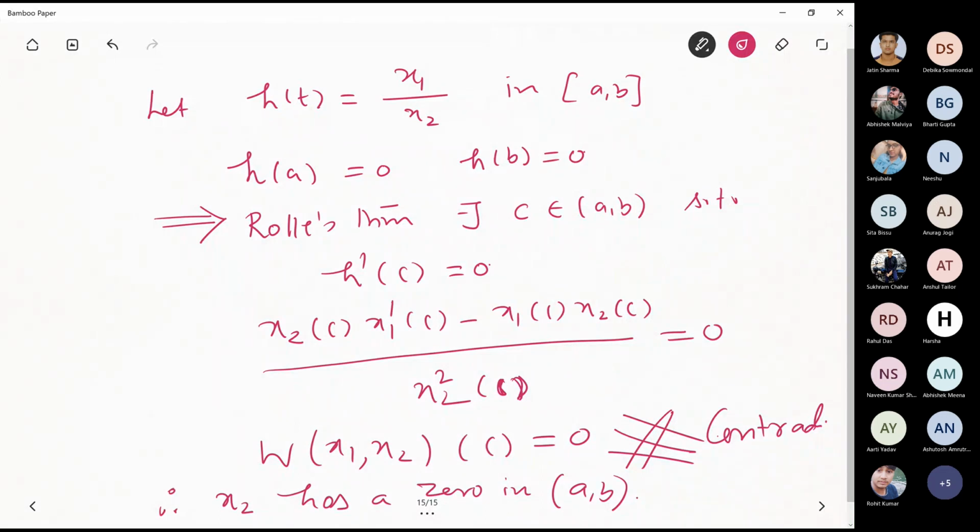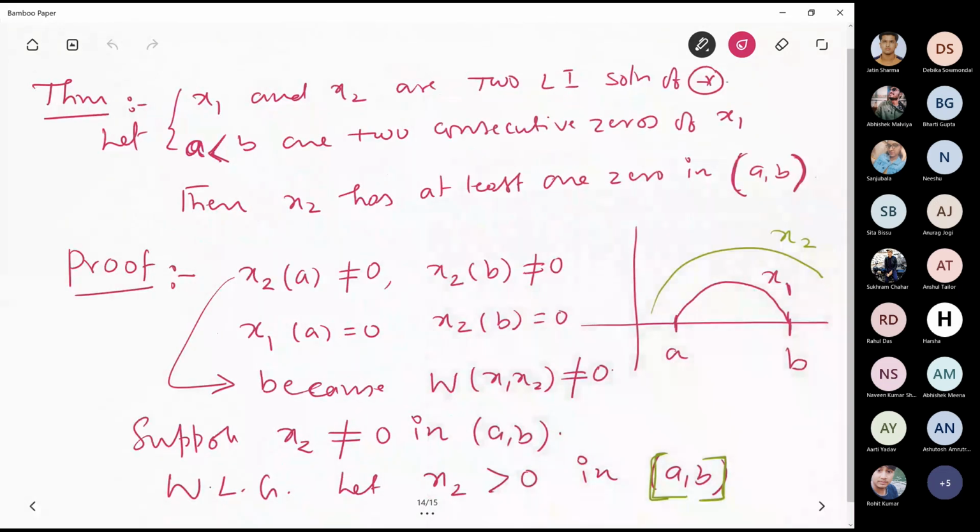Okay, and this is, we are saying at least one zero. But you can show that there is exactly one zero. Why does it become exactly one zero? Now we showed that there is at least one zero. It becomes exactly one zero.